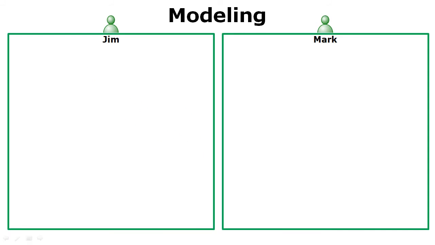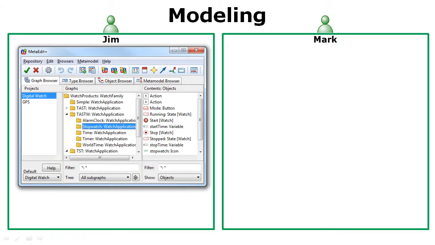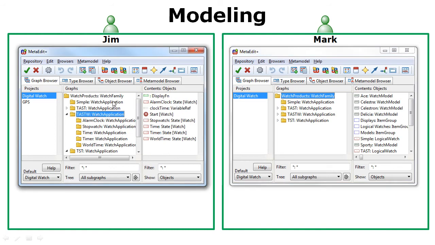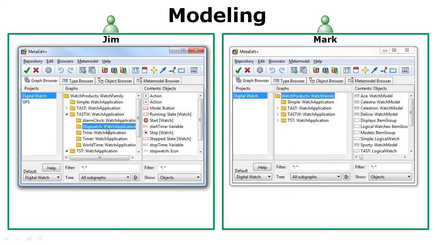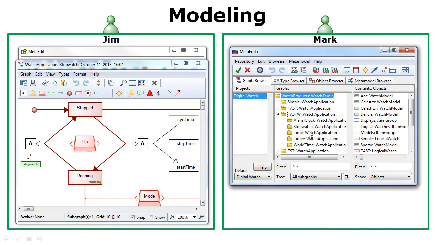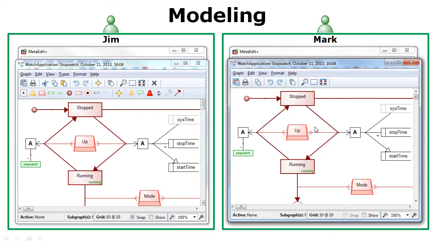So here you can see now two screens and two clients. We have here the Jim workspace where Jim is doing modeling, and at the same time Mark is doing modeling. So here you can see the two browsers, and in the client Jim can open the models and see the designs, like here the stopwatch application. At the same time, Mark can also do modeling in different places or go to the same stopwatch application. So basically they are now modeling and editing the same design.